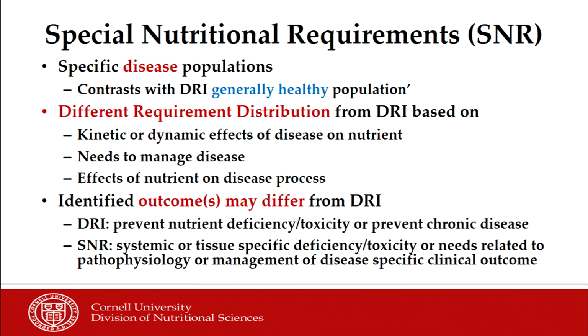The DRIs for generally healthy populations are intended to prevent nutritional deficiency or toxicity or prevent chronic disease, and for special nutritional requirements, either systemic or tissue-specific deficiency or toxicity needs related to the pathophysiology or management of the disease are what drive the special nutritional requirement.